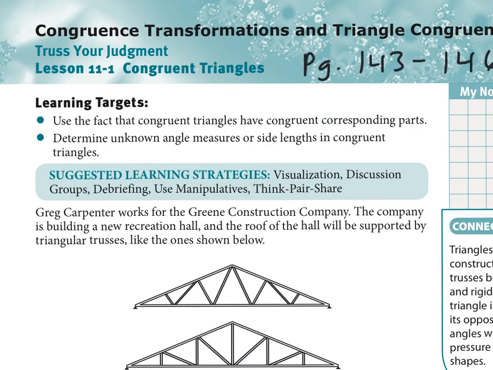Let's look at our learning targets for today. Today, we're going to use the fact that congruent triangles have congruent corresponding parts. And we're also going to determine unknown angle measures or side lengths in congruent triangles. Most importantly, we're also going to learn what the word congruent means, since we know that it's a part of both of these learning targets.